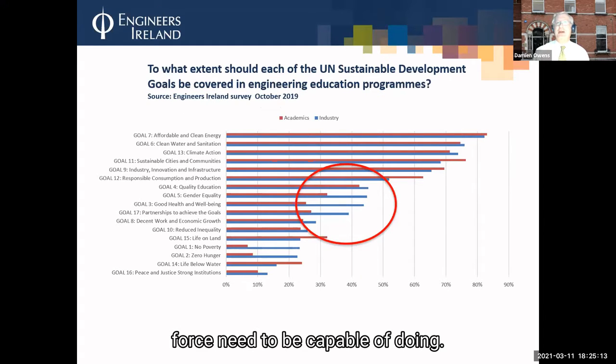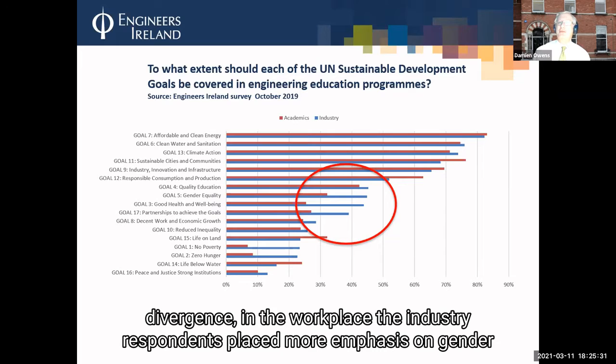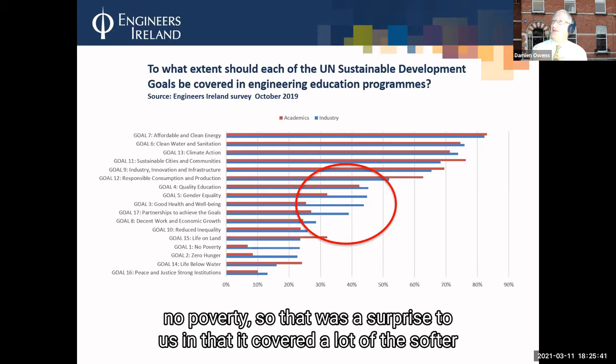And looking at a broader perspective, we looked at the United Nations Sustainable Development Goals, and there we saw a little bit of divergence. In the workplace, the industry respondents placed, I suppose, more emphasis on say gender equality, good health, well-being, partnerships, working towards economic growth. So there's no poverty. That was a surprise to us, in that it covered a lot of the softer issues and the issues that would lead to more inclusivity.